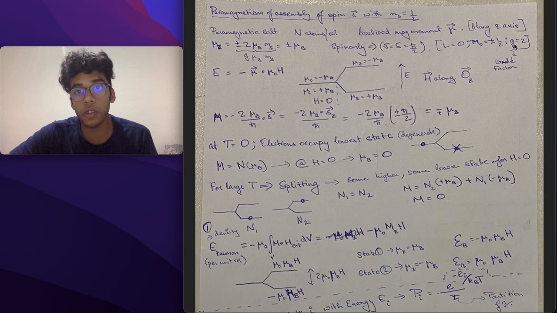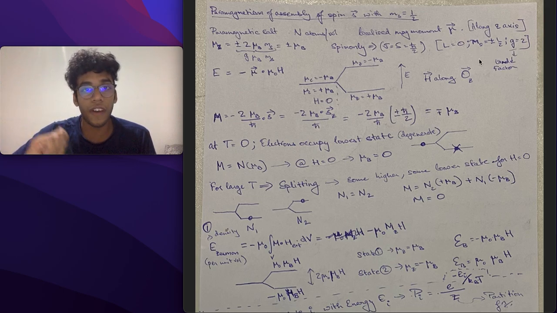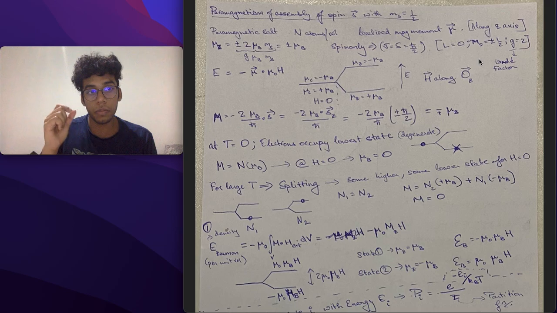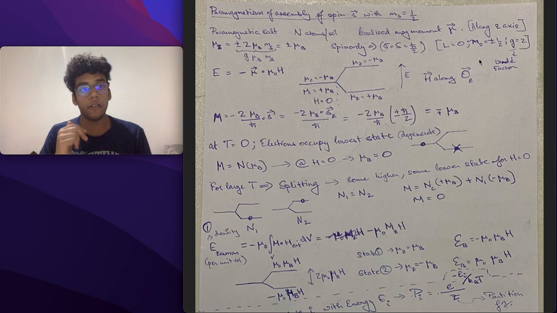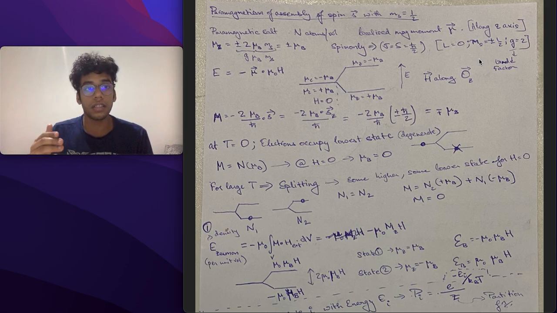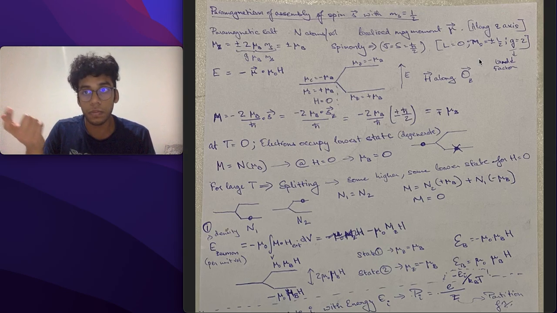One more thing is the Landé factor, which is 2 here. The Landé factor is basically the factor of contribution of your spin to the net magnetic moment. It is because spin is extremely localized, so it offers double the contribution that orbital angular momentum does. For orbital angular momentum, the Landé g factor is 1, and for spin it is 2.